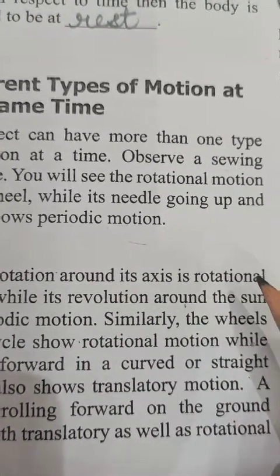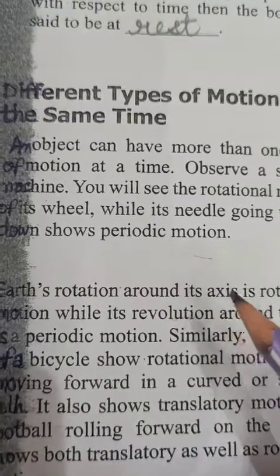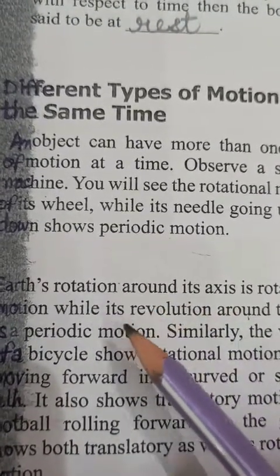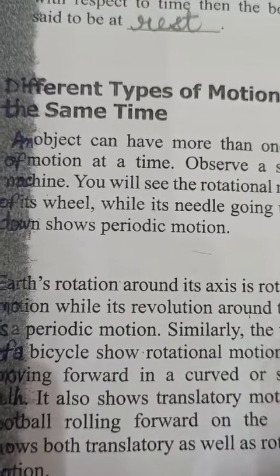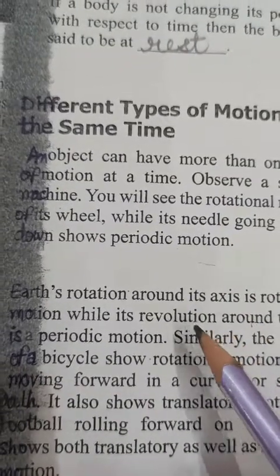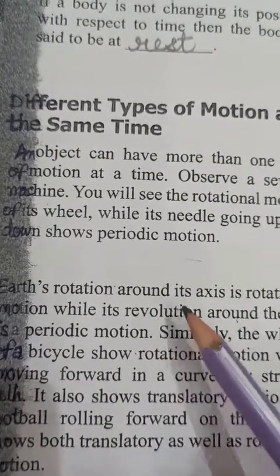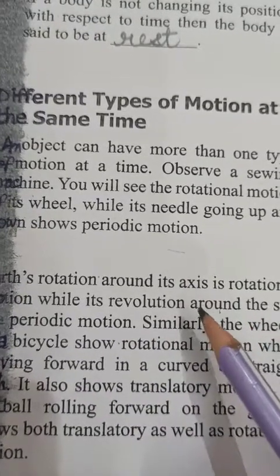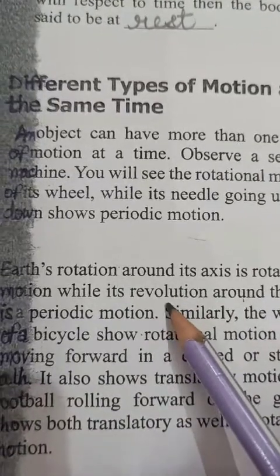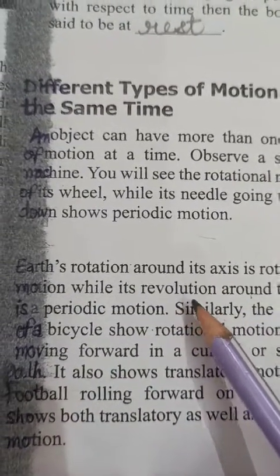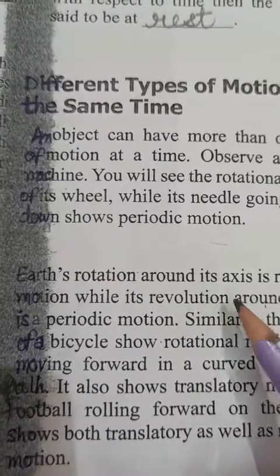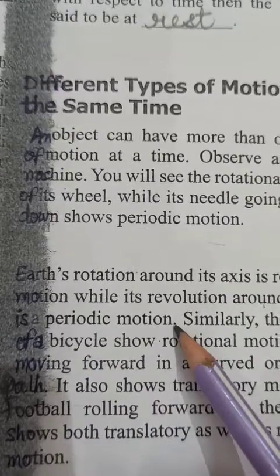rotation and rotational motion. Okay, and side by side, Earth also takes a revolution around the sun. So that is called revolution. So Earth also shows two kinds of motions. One is rotational motion and the second is revolution motion. Okay, and this revolution is a kind of periodic motion.